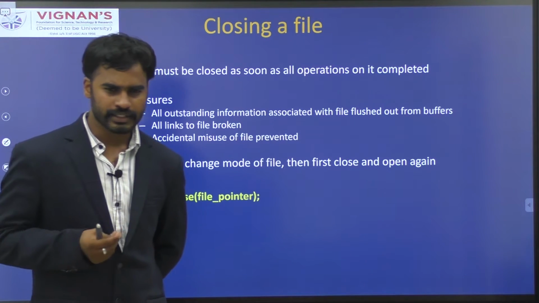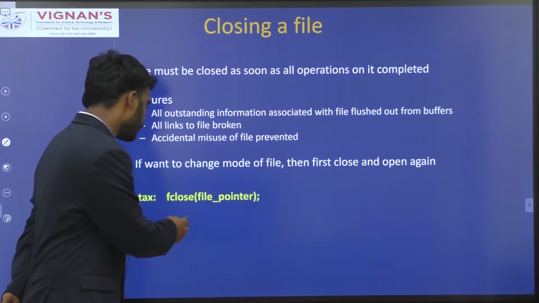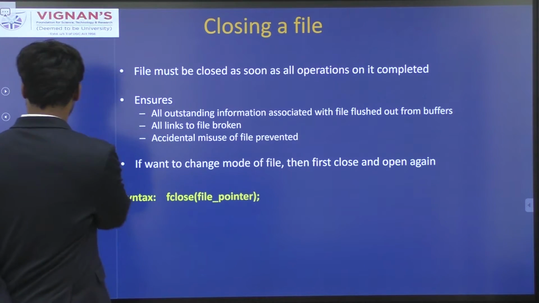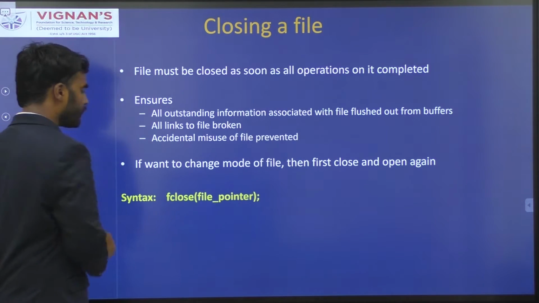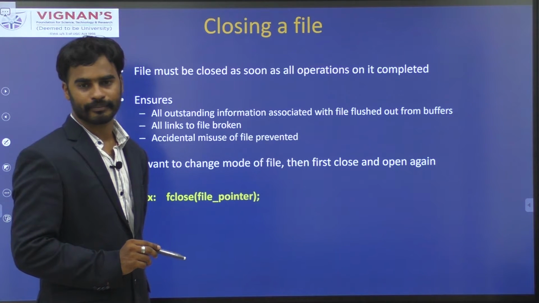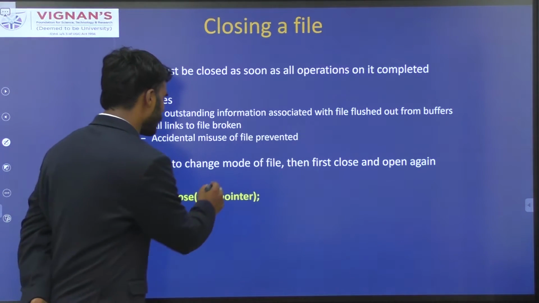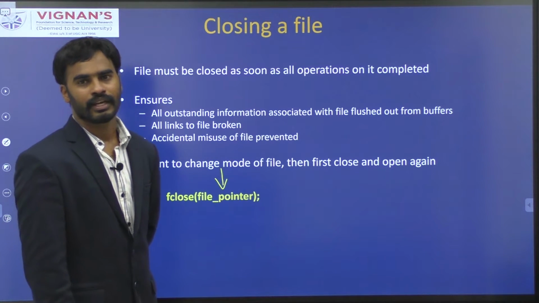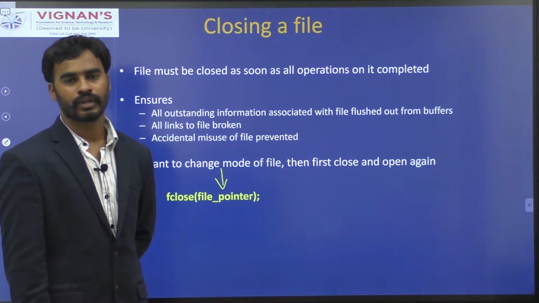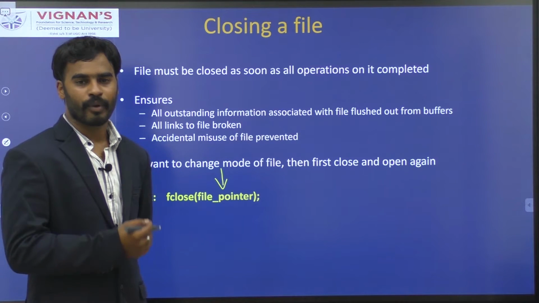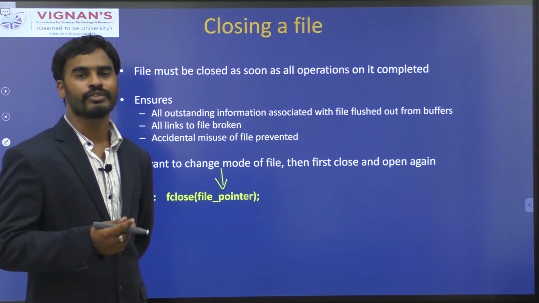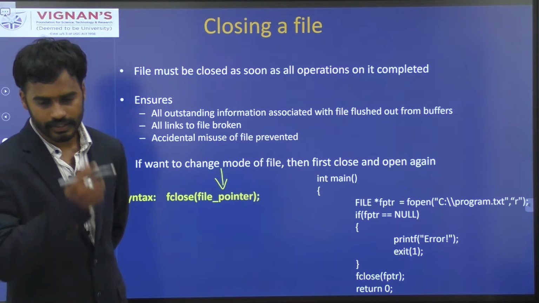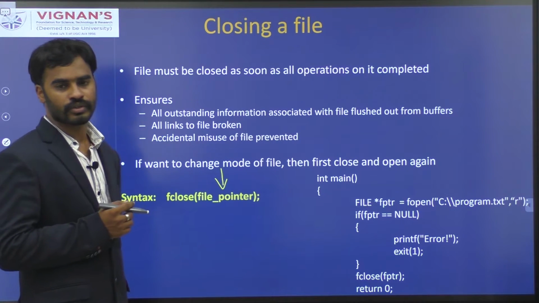Okay, the syntax is this. You can use a function called fclose to close a file. You have to pass only one parameter. That parameter is called a file pointer, a file pointer which points to the file which you would like to close. Okay, this is a simple example on how to close the file.